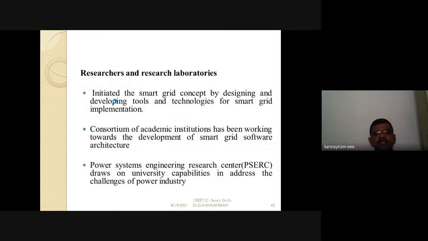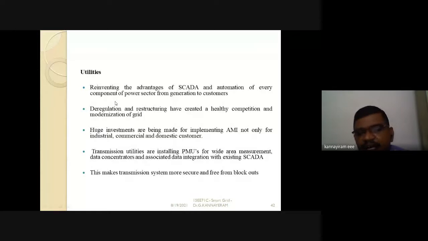Then the next one is utilities. Here, reinventing the advantage of SCADA and automation of every component of the power sector from generation to the customers. Deregulation and restructuring will create healthy competition, and modernization of the grid can take place in your system.